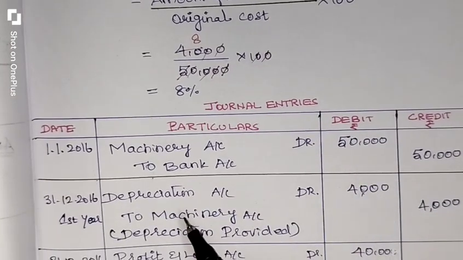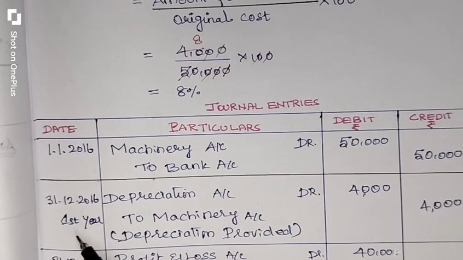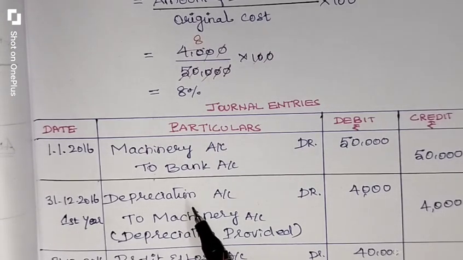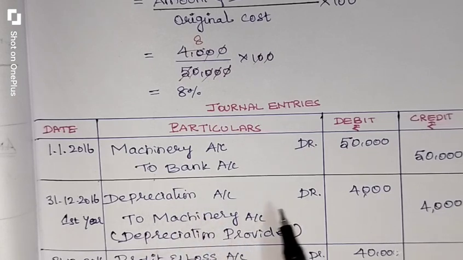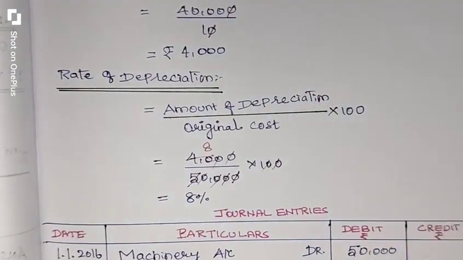Then we have to pass the journal entry for the depreciation of machinery for the first year. What is the end date? The closing date of the accounting period is 31st December 2016. At the end of the year only, we have to pass the journal entry for the depreciation of machinery. What's the journal entry for depreciation of machinery? Depreciation account debit to machinery account. The depreciation amount is 4,000 that we found. We have to enter it here.